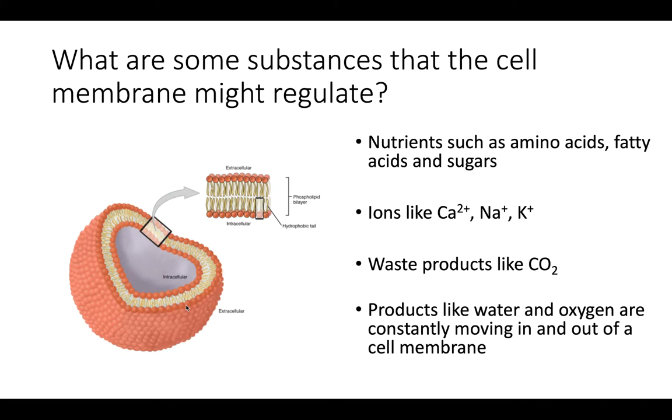In terms of ions, we're going to need to make sure that we regulate our salt content. Waste products, we need to be able to get rid of things like CO2. We don't want our CO2 to build up in our cells. And then products like water and oxygen, we constantly need to be hydrated. We constantly need oxygen. So we need to make sure that those are able to go in and out of our cell membrane.